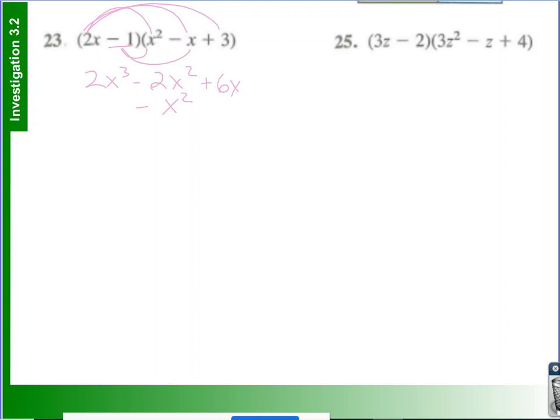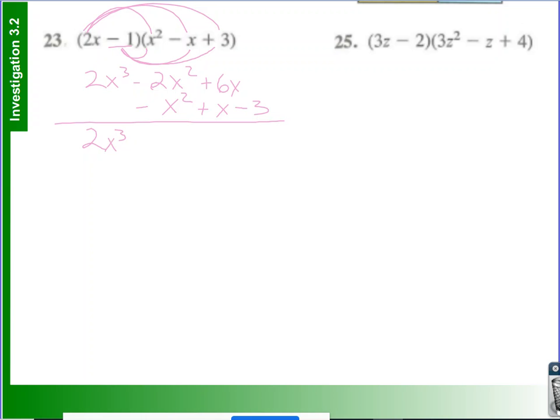And then I took negative 1 and multiplied it by negative x to get positive x. And then I multiplied my negative 1 by 3 to get negative 3. Okay. And then I simplified, and so I know that there's no other 2x to the third. So I left 2x to the third and I dropped it down.